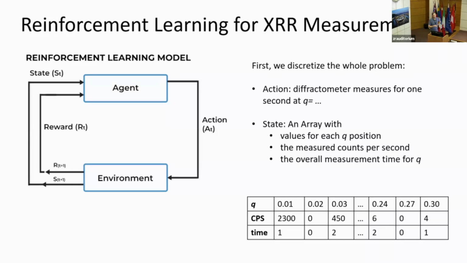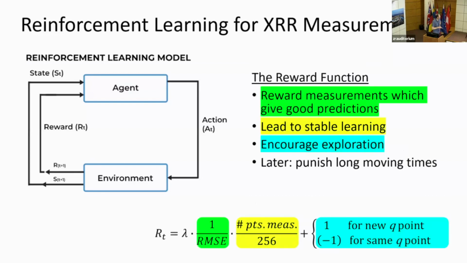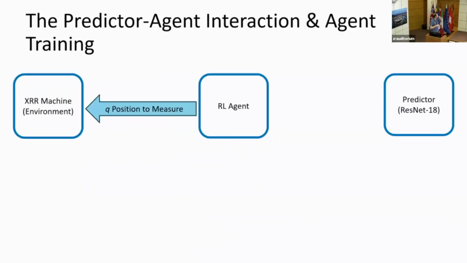We fit this partial reflectivity curve, and depending on how close we are to the real parameters, we give it a reward, and it can measure somewhere else and goes in circles. And there are some details about the reward function. You want to minimize the error, and it should be stable, and we should encourage exploration in the beginning. In the beginning, our artificial intelligence was mostly artificial stupidity, always measuring at the same point. But it gets better, so I'm skipping this a little bit.